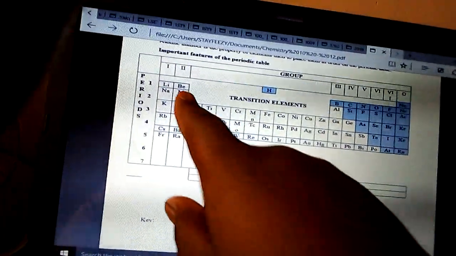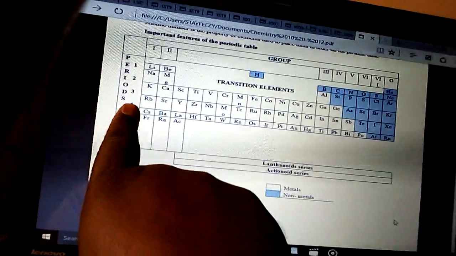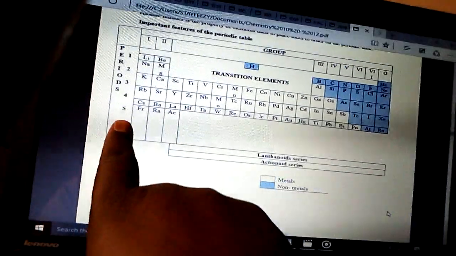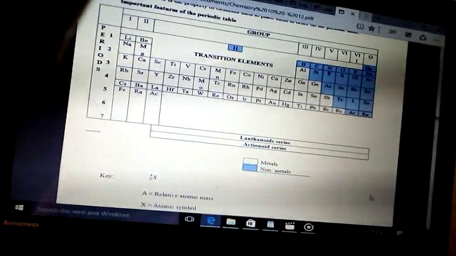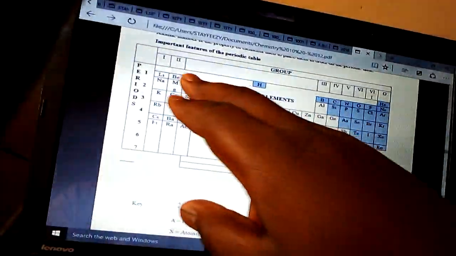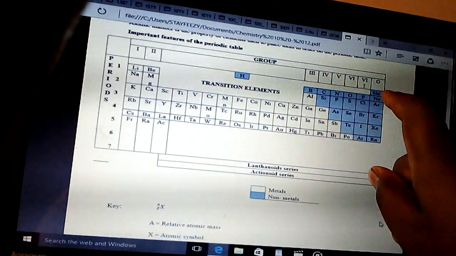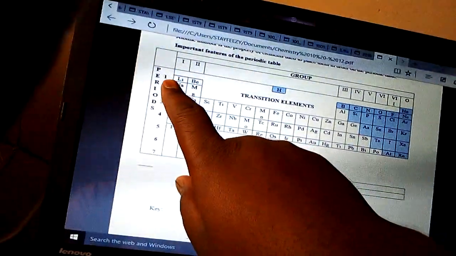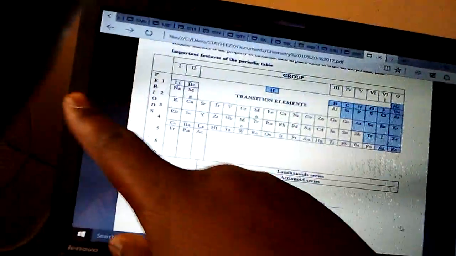So under periods, we have period 1, period 2, period 3, period 4, period 5, period 6, period 7. So periods can go up to 7, from 1 to 7. So the horizontal lines, for example here on helium, we have period 1, then we have period 2, period 3, up to 7 there. So the horizontal lines are the periods.